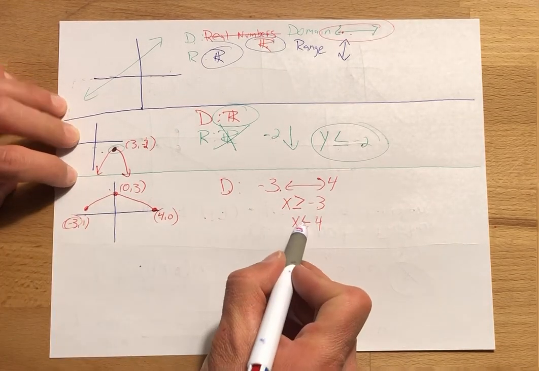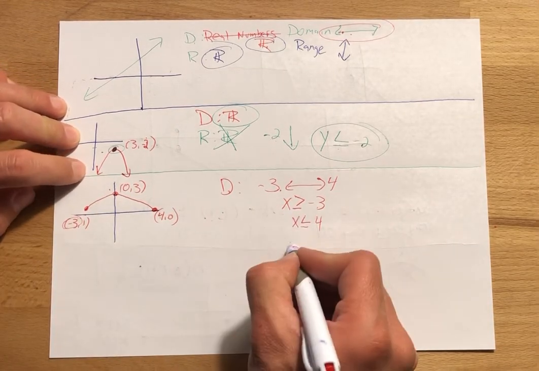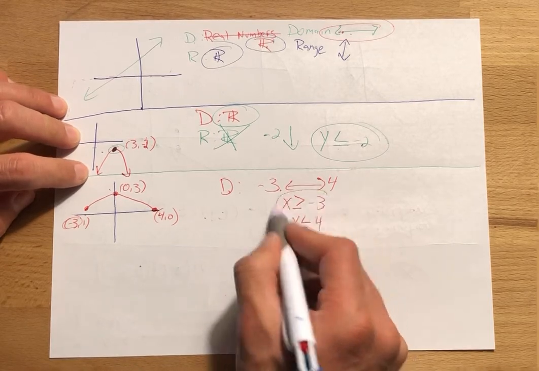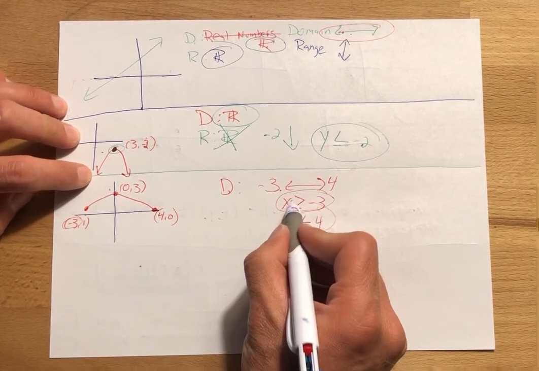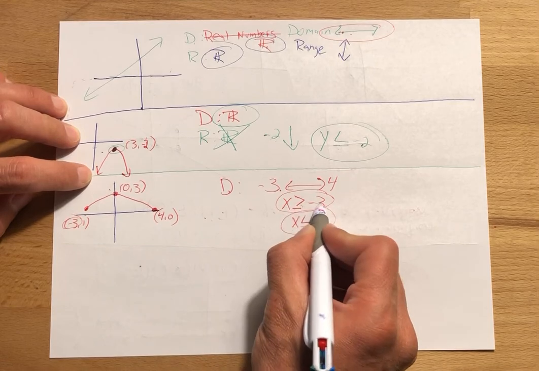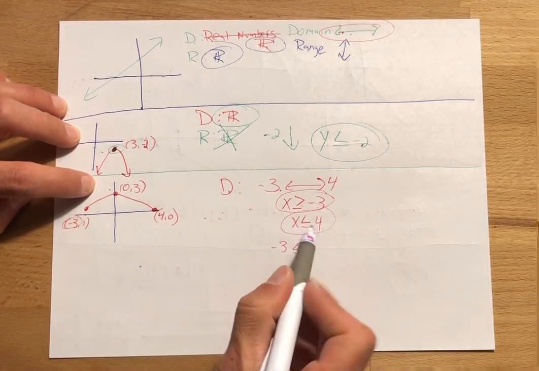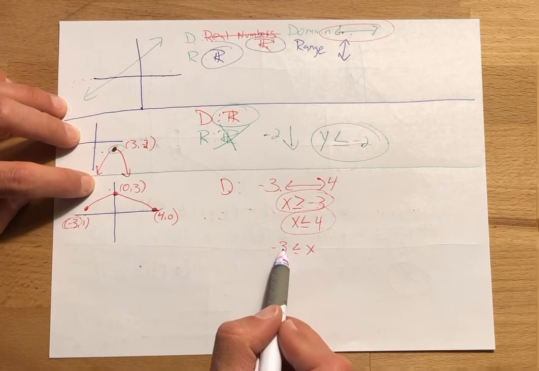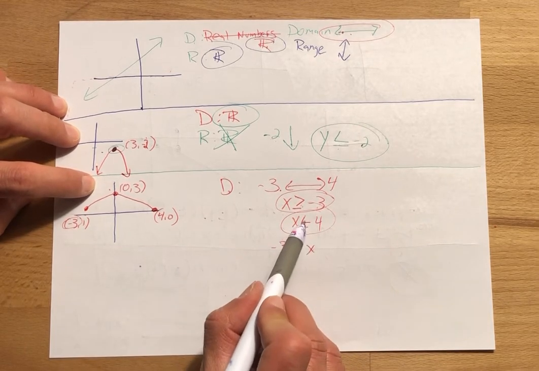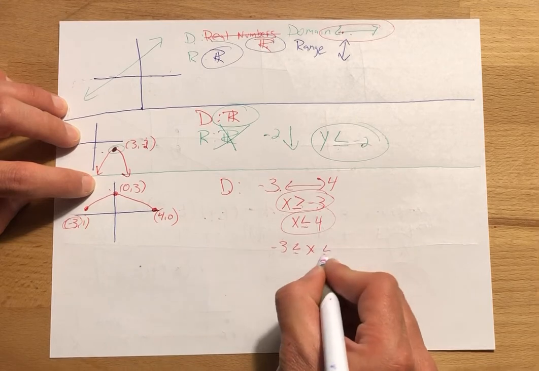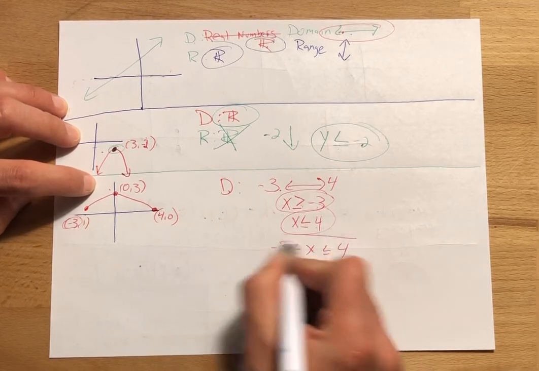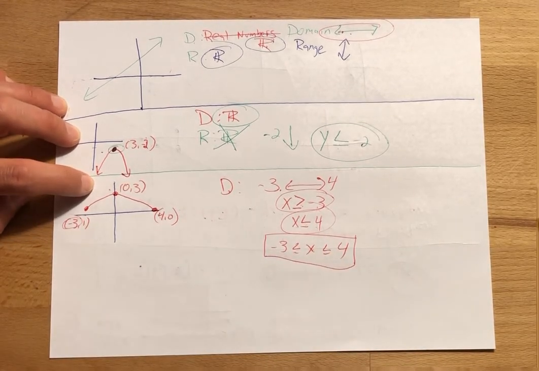You write this as a compound inequality, looking like this. You would say, I'm going to combine both of these into one sentence. I'm going to say x is bigger than -3, so -3 is less than or equal to x. X is greater than or equal to -3, but notice how it's less than or equal to 4. This is called a compound inequality.